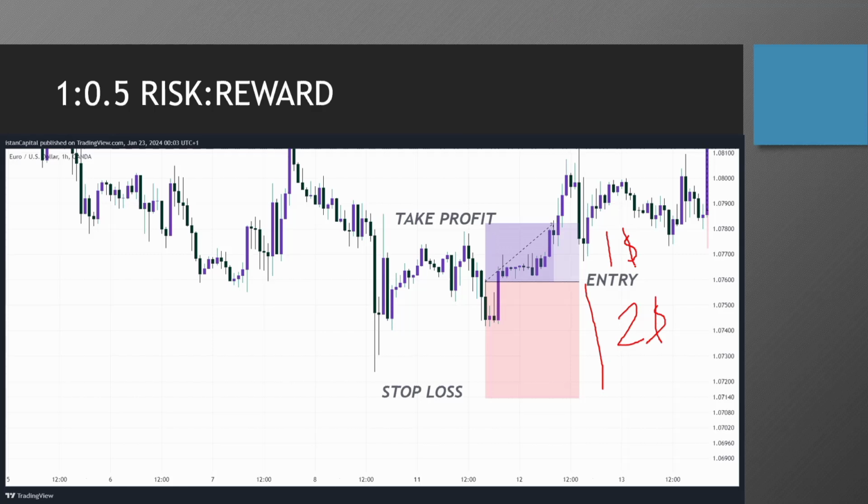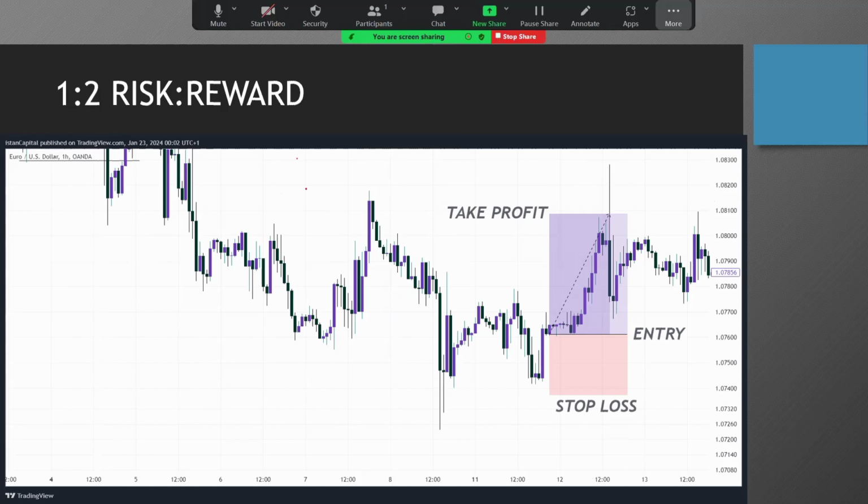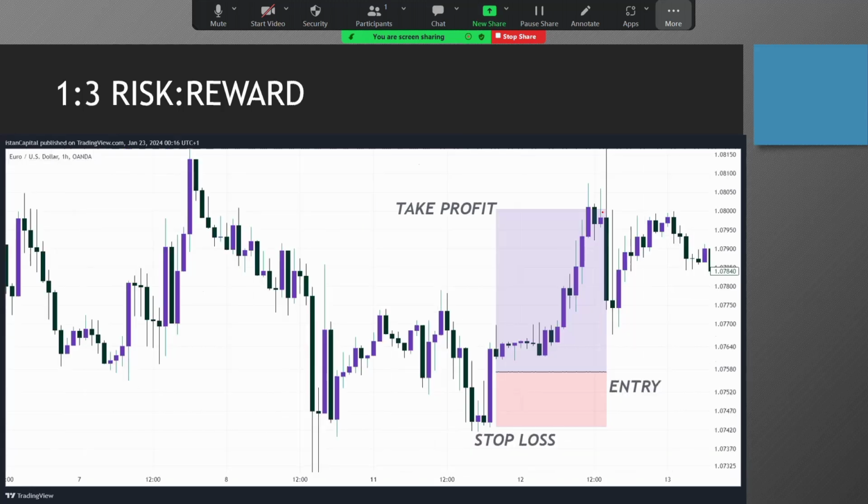The next one is 1 to 2 risk to reward. This one means for every dollar you risk, you are making $2 if it goes your way. I can't forgive my drawing, guys. So if I'm risking $30 on this trade, I should be expecting ×2 if it goes my way, so $60 minimum.